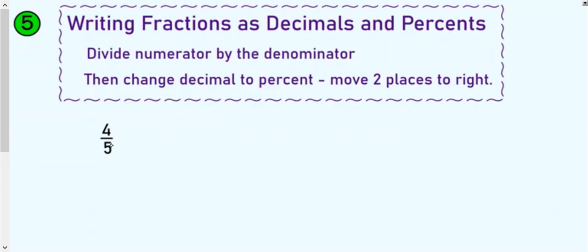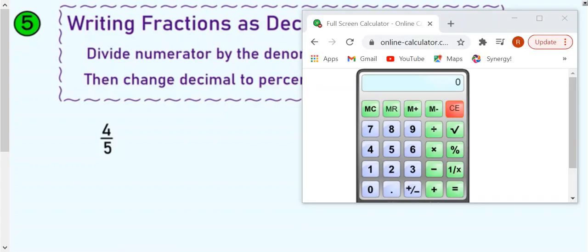Okay, so when we first divide the numerator by the denominator, it's going to put it right into decimal format, and then we can move the decimal 2 places to the right to get it into a percent. So if you're unsure about 4/5 as a decimal, you can just put that into your calculator as 4 divided by 5, and you will get 0.8.